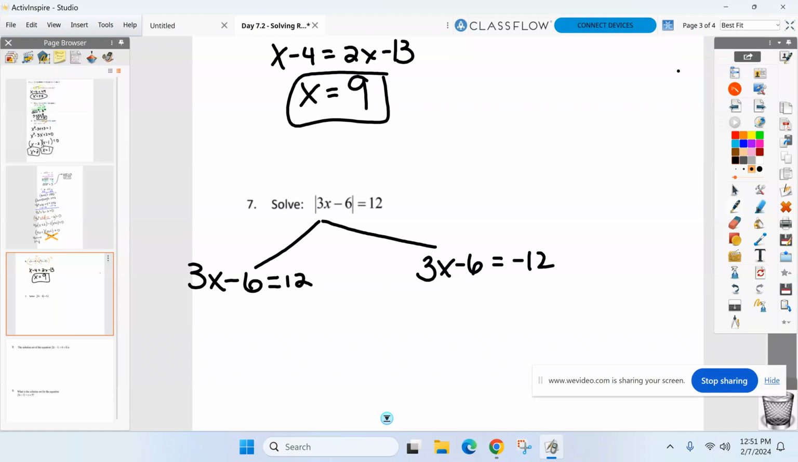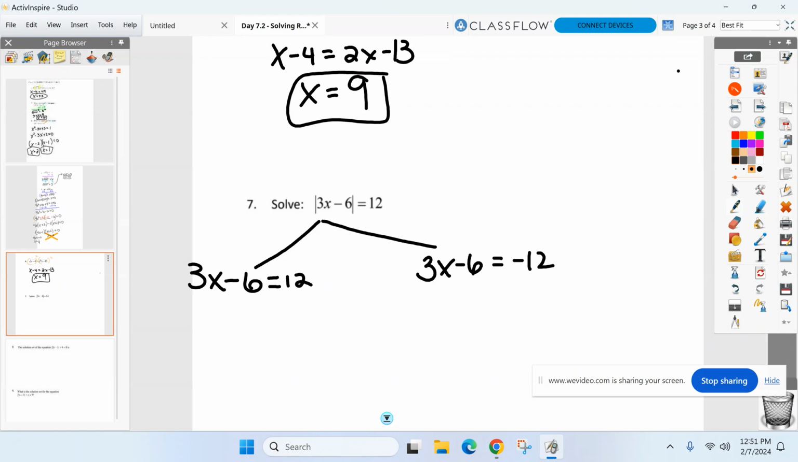Go ahead, Gabby. Wait, so the other equation can be 3x plus 6? Nope, the other equation would be negative 3x plus 6. You have to change the signs on everything. That's important. Glad you brought that up. Whatever side you choose, every sign needs to be changed, just not the one in between. Good, Gabby?